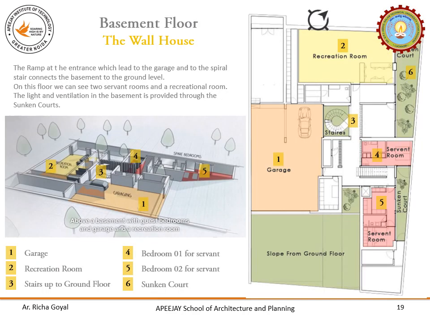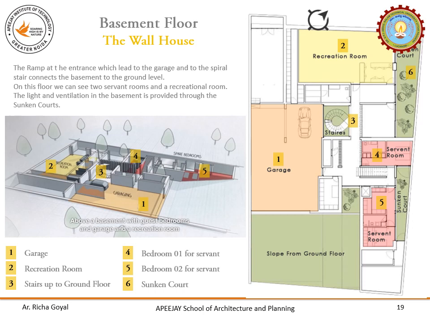Coming on to the basement floor. As we entered into the house, we had discussed that there is a slope from the ground level that connects us to the garage and in turn connecting us to the spiral staircase. On the basement floor, we have one recreational room, two servant rooms, one games room, and two sunken courts that provide light into these spaces.